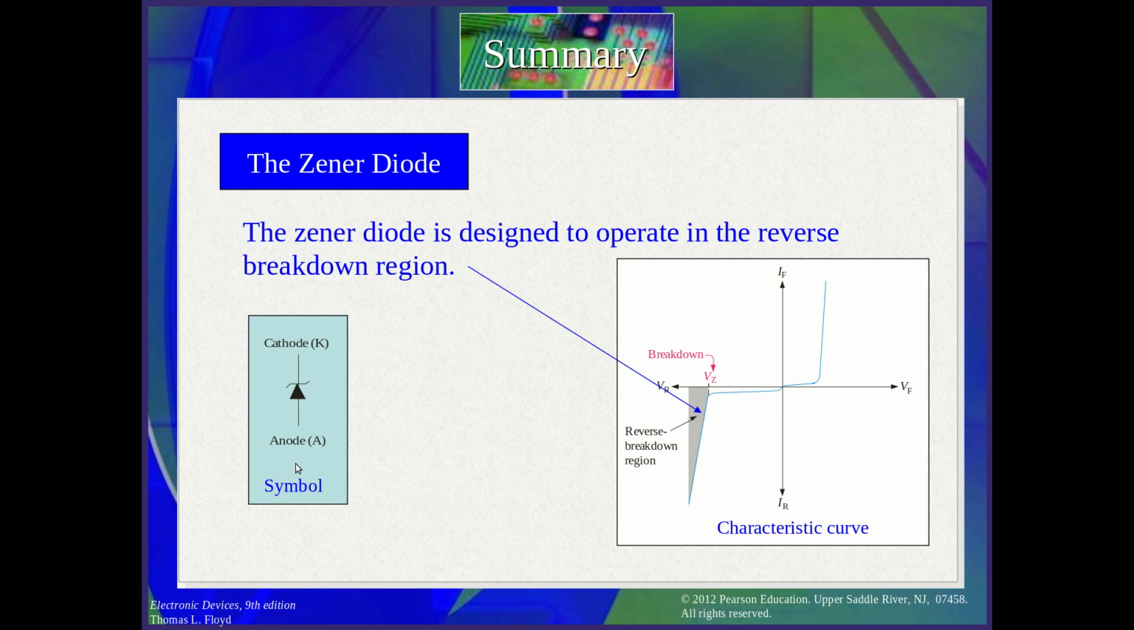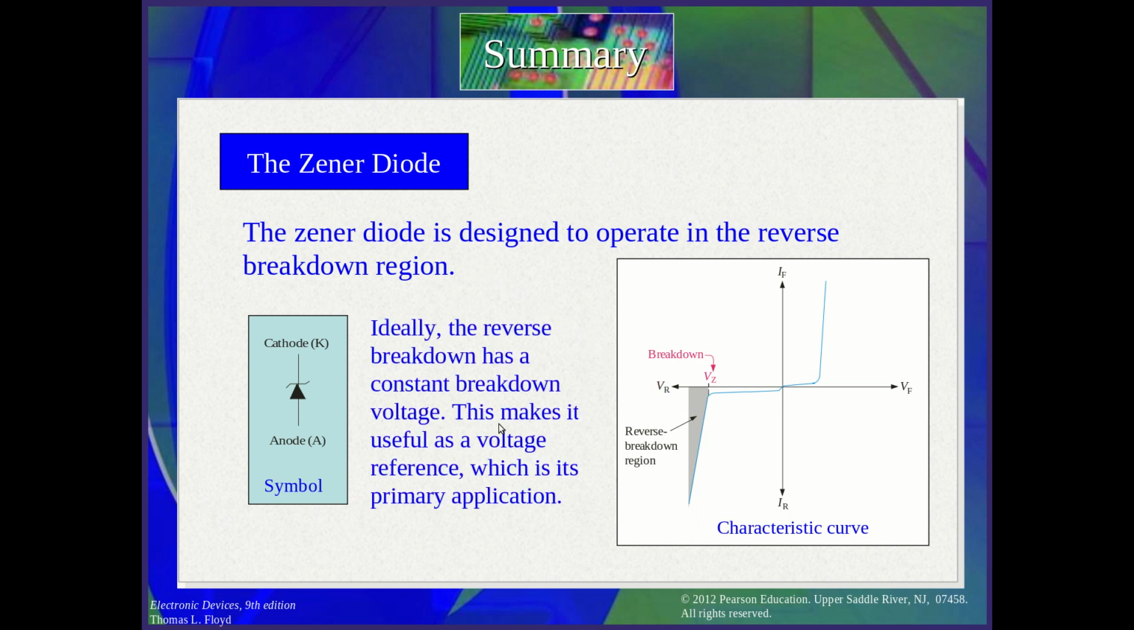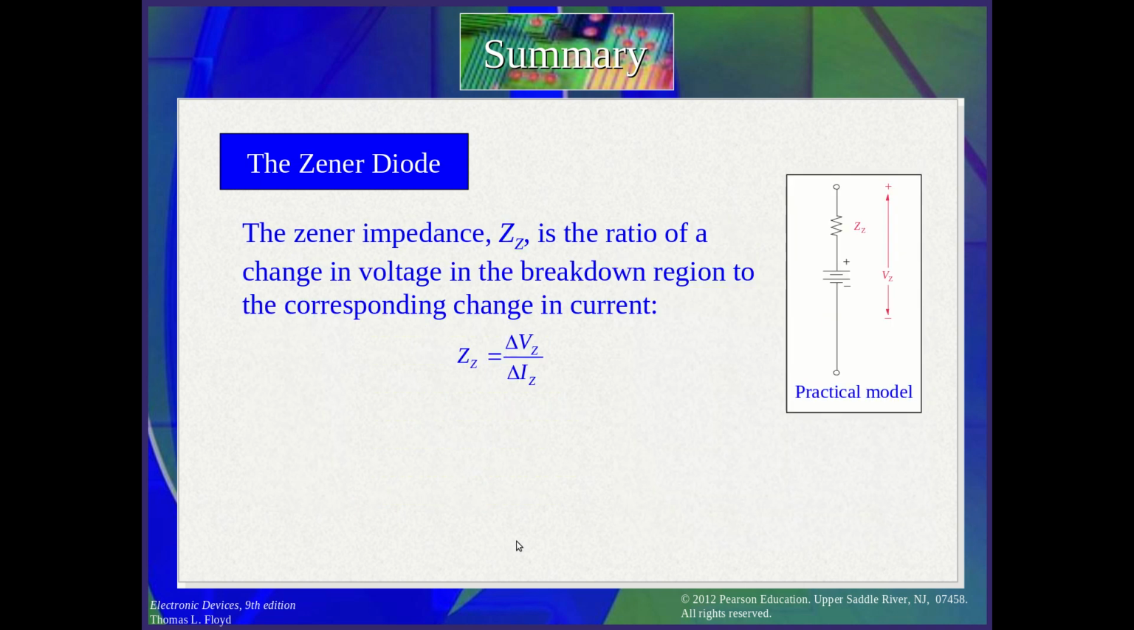This is the symbol for the Zener diode. It's like this: a triangle, and we add these two marks, so we refer to the Zener diode instead of the normal diode. This makes it useful as a voltage reference, so this is the primary application for the Zener diode.